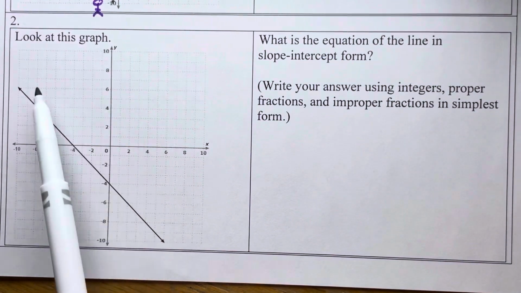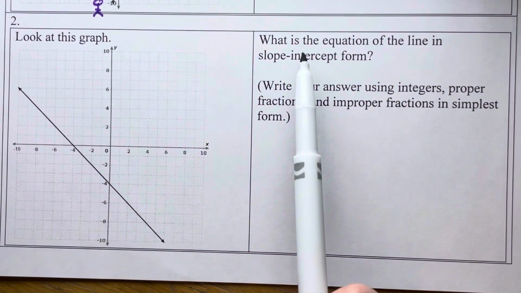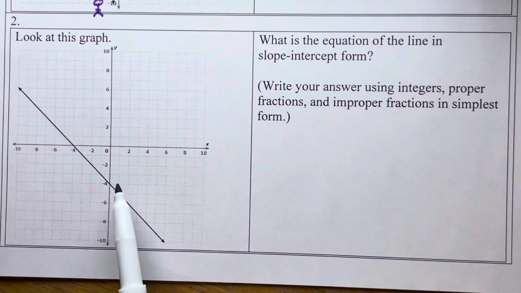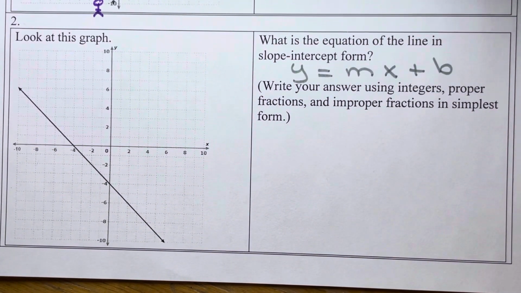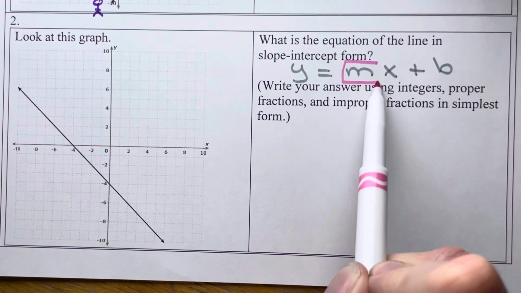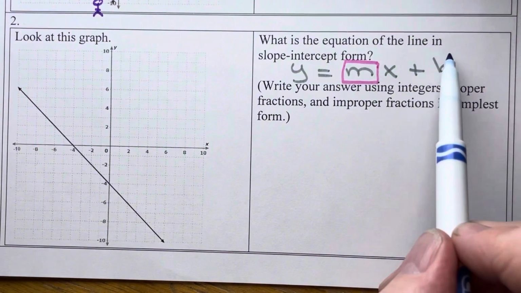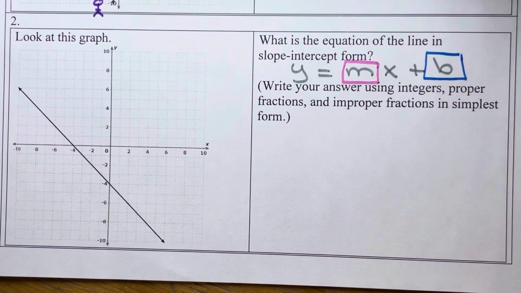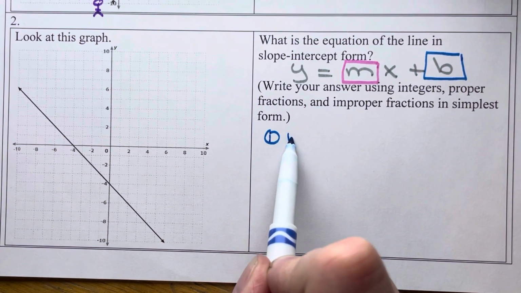Example 2. After looking at this graph, we are going to determine the equation of this line in slope-intercept form. What do you have to find? Yes, you have to find the slope and you have to find the y-intercept. The y-intercept is super easy and friendly. We can go ahead and find that first.